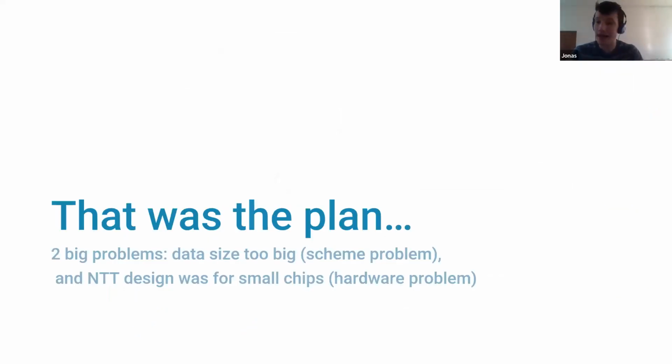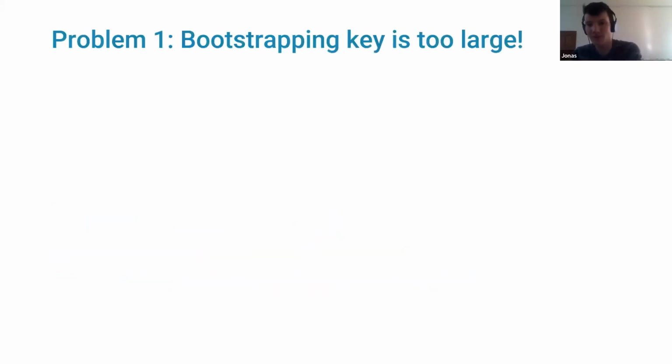So this was sort of the plan to do, but we ran into two problems. We ran into a problem that's related to the FHEW scheme itself, which is going to be interesting for the cryptographers here. And we ran into a hardware problem, that the entity was too small for small chips, which will be interesting for the hardware designers here. So first, the scheme problem. The bootstrapping key is too large.